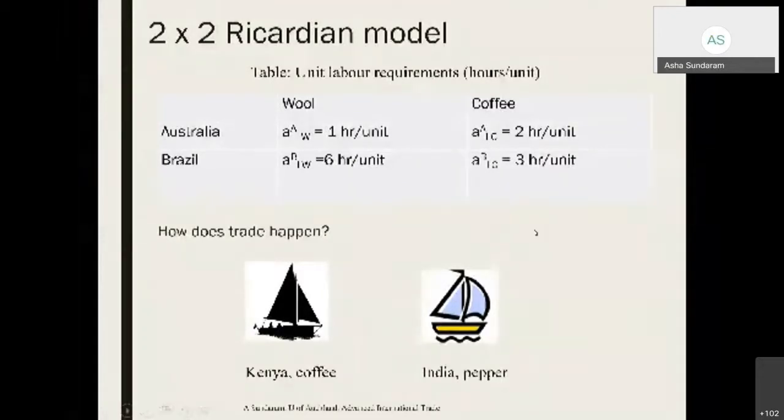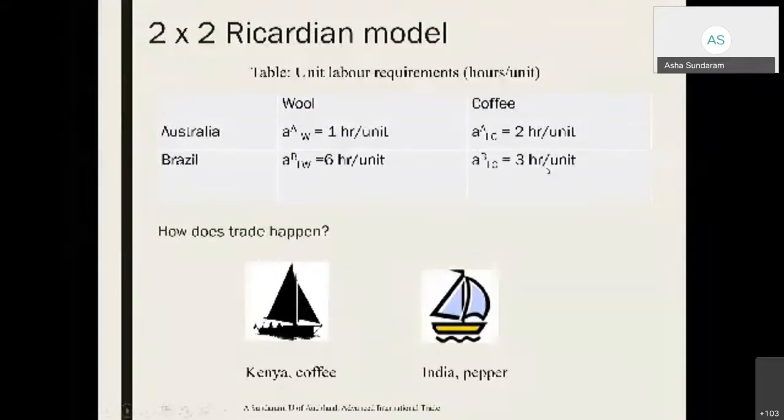So let's formalize this. Ricardo initially had this example of wine and cloth, right? Portugal and the UK. But I have basically changed it a little bit. And we are now talking about Australia and Brazil. And the two commodities we're talking about are going to be wool and coffee. So now we have the standard table that we saw, which gives us the unit labor requirements. So Australia needs 1 hour to make 1 unit of wool, and it needs 2 hours to make a unit of coffee. And similarly for Brazil, it's 6 and 3 for wool and coffee.